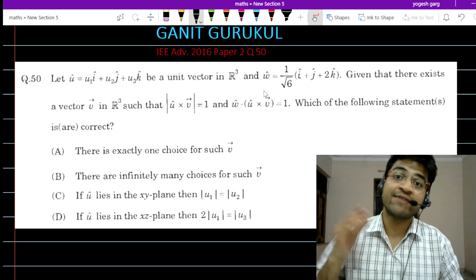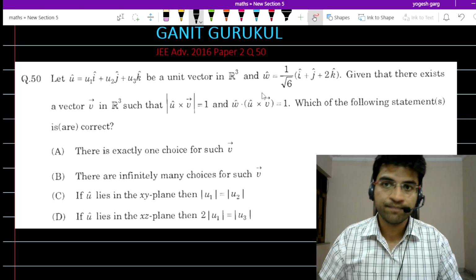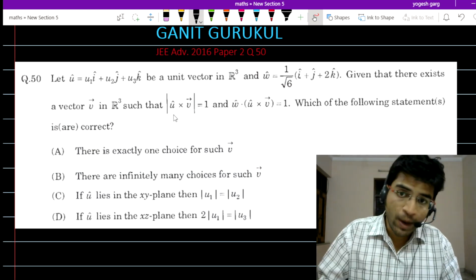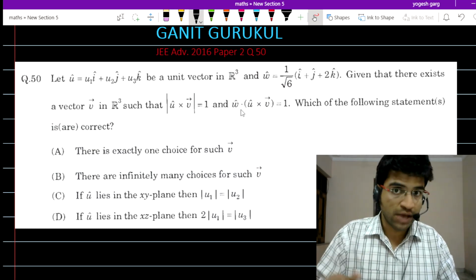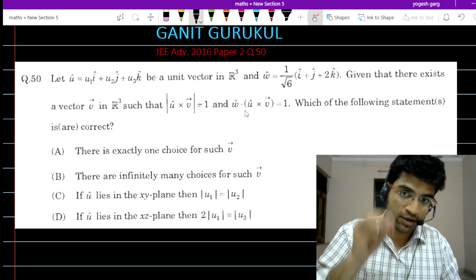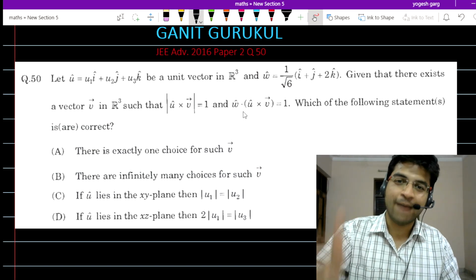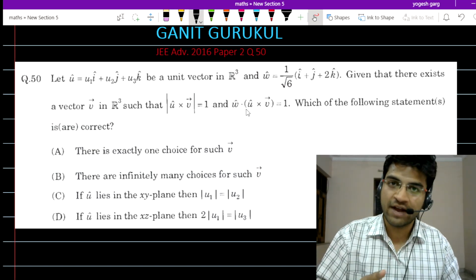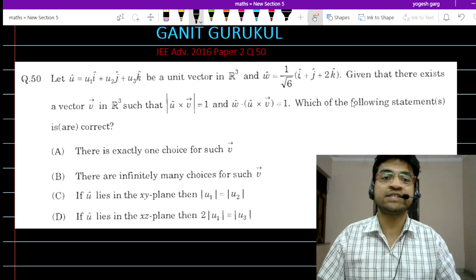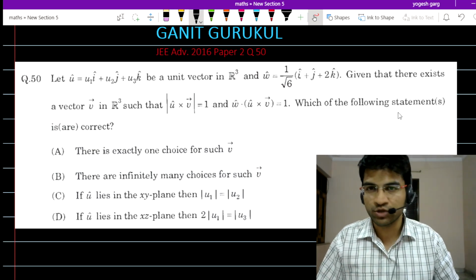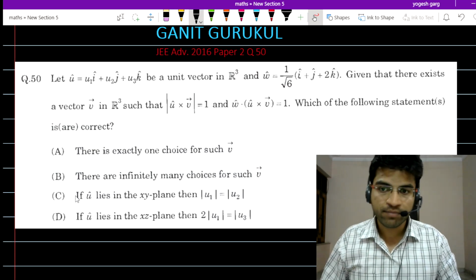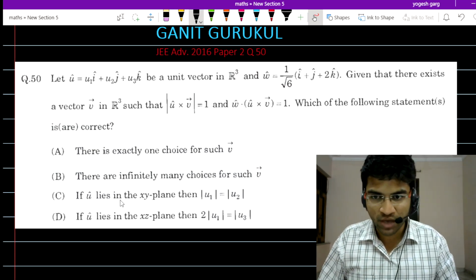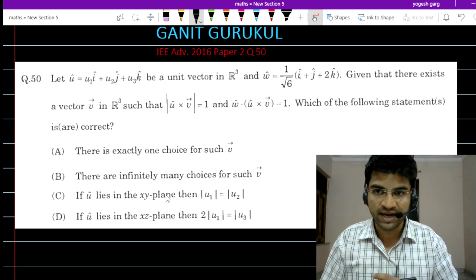Given that there exists a vector V vector in R cube again such that mod of U vector cross V vector is equal to 1 and W cap dot U cap cross V vector is equal to 1. Which of the following statements is or are correct? This is a more than one choice correct question, and we can clearly see between A and B one must be true, and we have C and D. It is U cap lies in the XY plane. We will solve it, right?